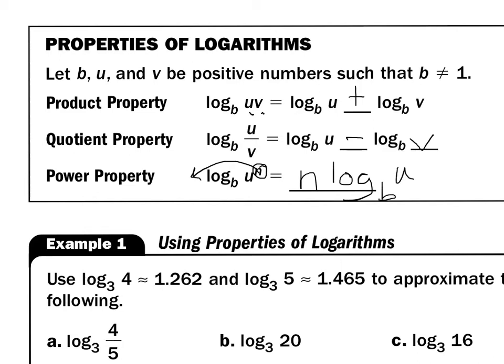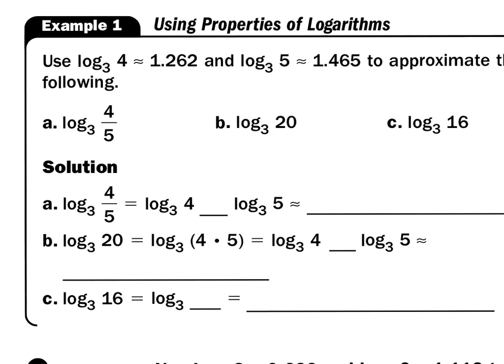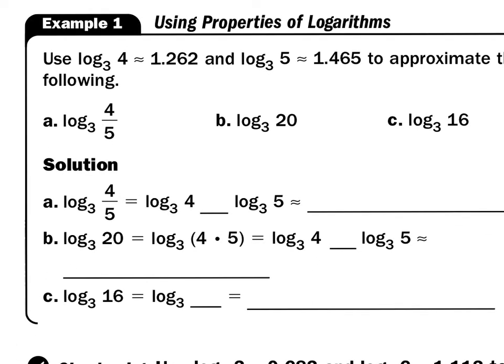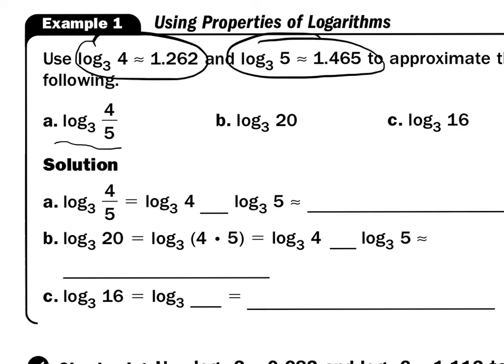So let's go ahead and use some of the properties of logarithms in example 1. It says use the fact that log base 3 of 4 is approximately 1.262 and log base 3 of 5 is about 1.465 to approximate each of the following. Now the whole idea is, what we're going to try to do is figure out what log base 3 of 4/5 is utilizing this and this. We need to somehow rewrite the log base 3 of 4/5 so we can apply log base 3 of 4 and log base 3 of 5.